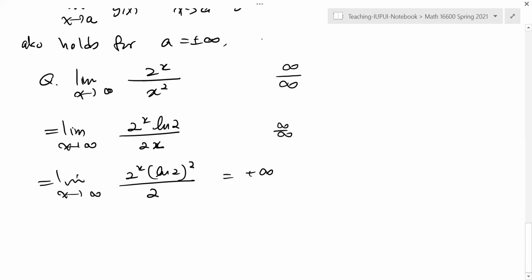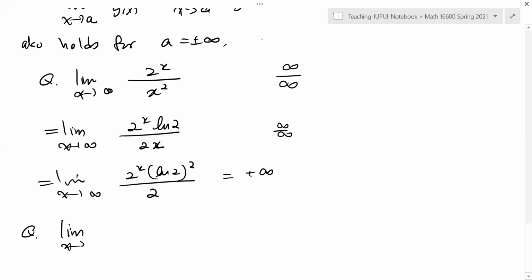And before we do this, we already knew that, right? The numerator grows exponentially, much, much faster than x squared. So the quotient approaches infinity. But you can prove that using L'Hopital's rule.